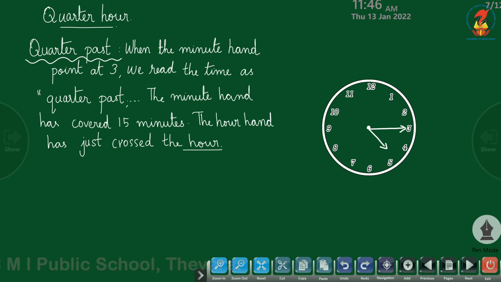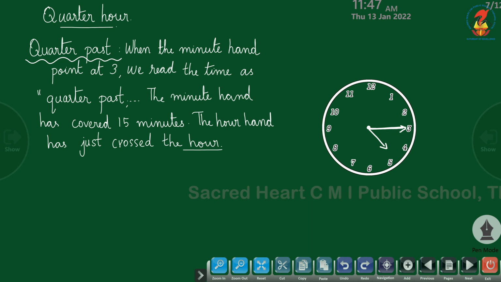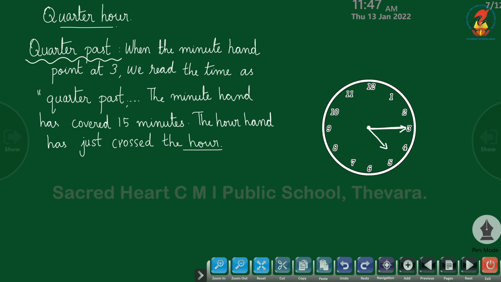Quarter past 5 o'clock. So 5 hours is finished, they have moved to the next hour. The hour hand, the small hand, is just past 5. The longer hand is on 3. So we can say it's quarter past. When the minute hand points at 3, we read the time as quarter past. The minute hand has covered 15 minutes. The hour hand has just crossed the hour.